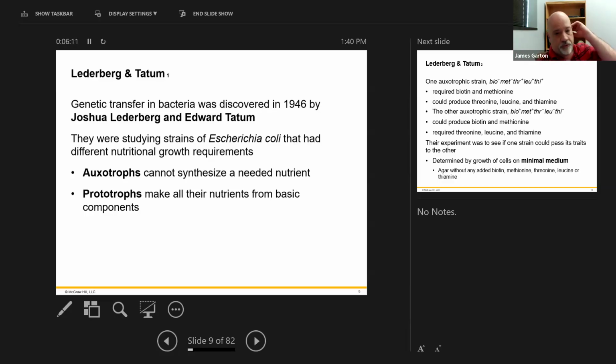And so this research group was studying E. coli and had differences in the types of nutrition they needed to grow. And they had something called an auxotroph, which can't make a needed nutrient it needs to grow. And they had a prototroph, which is something that can grow on what they call minimal media. It can make all of the nutrients it needs from a very basic set of conditions.